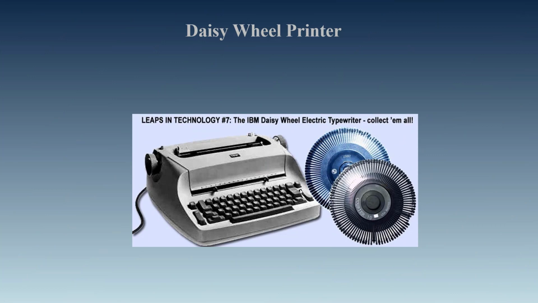Next is the daisy wheel printer. The daisy wheel printer is also a character printer, and on the edges of this wheel the alphabets are printed, and when it strikes with the ribbon, the alphabets get printed. This is also a character by character printer.